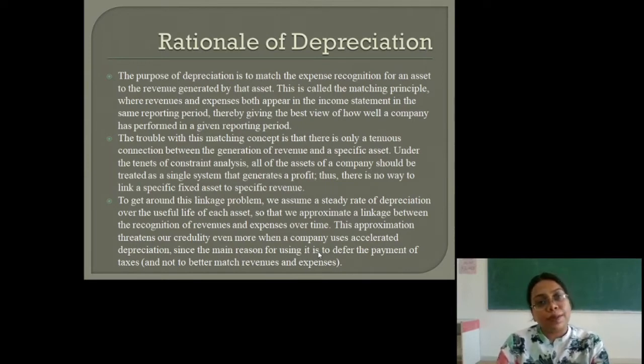So, because of this linking problem, we have to assume a rate of depreciation over the life of that asset, so that we approximate a linkage between the recognition of revenues and expenses over time. This approximation threatens our credulity even more when a company uses accelerated depreciation, since the main reason for using it is to defer the payment of taxes and not to better match revenues and expenses.